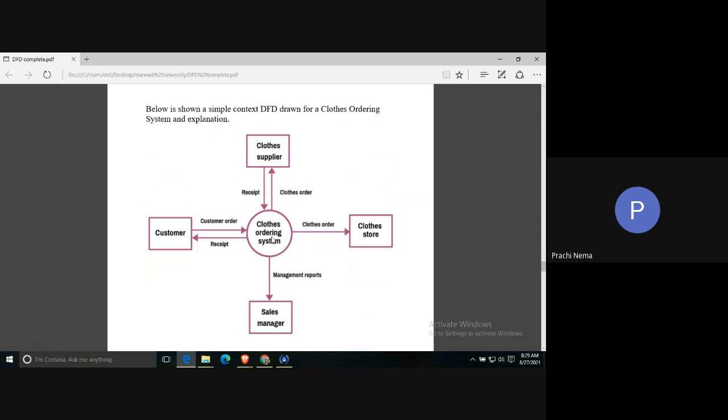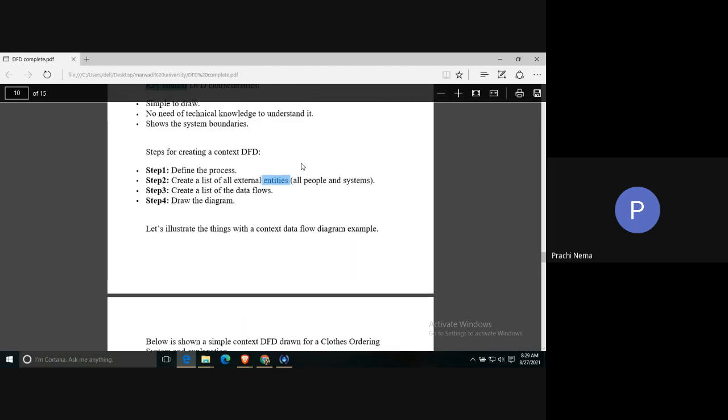The clothes ordering system is ordering from this supplier and it is giving a receipt for the order this system has placed. The same way, another entity is the clothes store. The clothes store can simply place the order here, to maintain the stock in the store. They can order from the system. And the last entity is the sales manager. The sales manager is going to manage the whole system. So all the management reports, that information, is going to flow to the sales manager. This is how you make it. Okay, so step one was defining the process. How many circles are you going to take? Because this is level 0 DFD, we did not have an option.